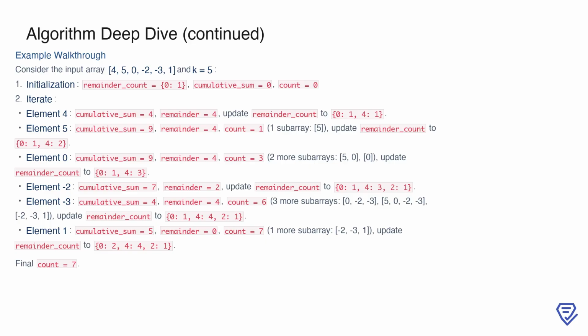Finally, the element 1 brings the cumulative sum to 5, with a remainder of 0. Adding 1 to the count gives a final result of 7. The dictionary is updated to 0: 2, 4: 4, 2: 1, and we return 7 as the total number of valid subarrays.